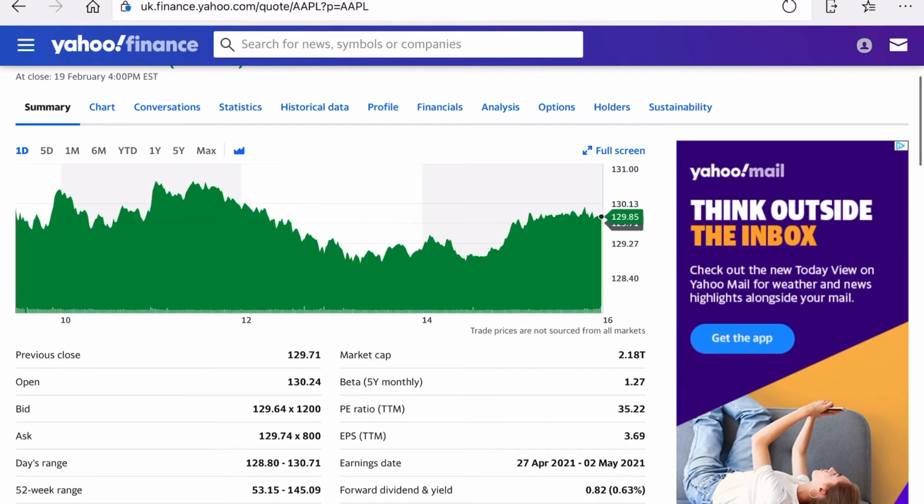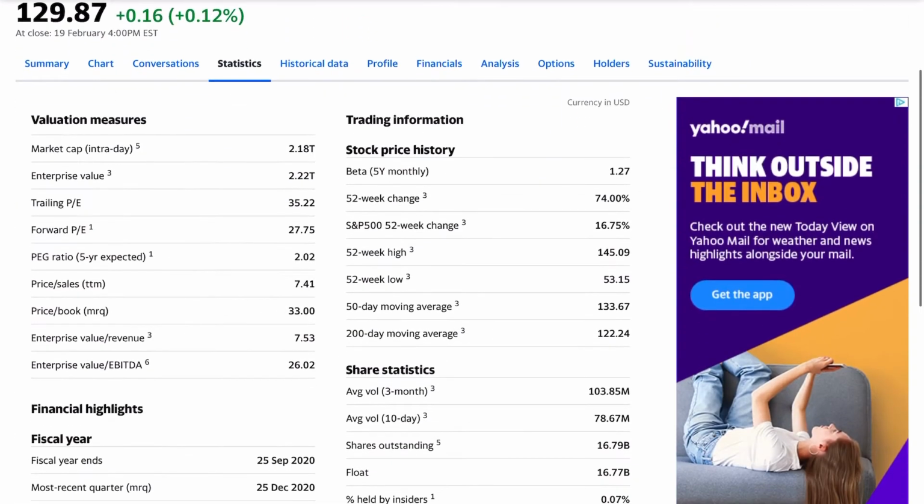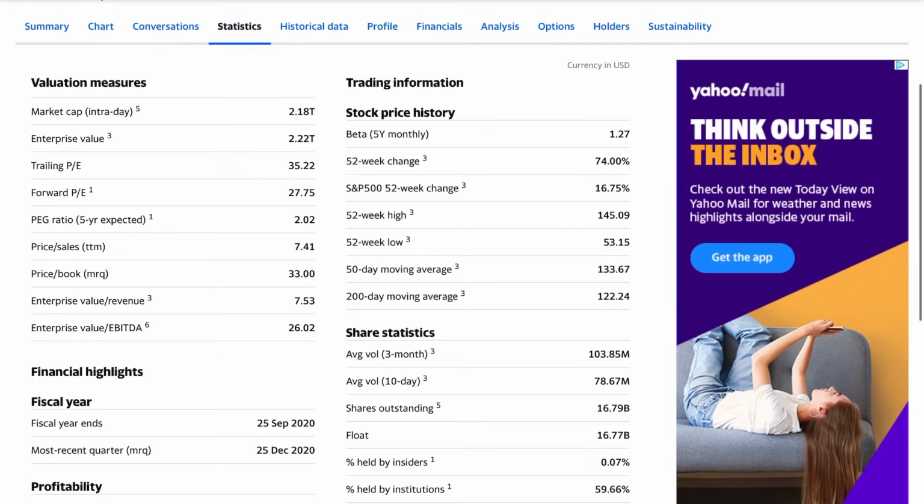Apple is now worth, for the market cap, $2.18 trillion. Statistics is what I want to find out. So it has a market cap of 2.18 trillion, enterprise value of 2.22 trillion. And I personally see Apple in the future, say within the next 5 years or so, 5 years or more, becoming a $3 trillion company.